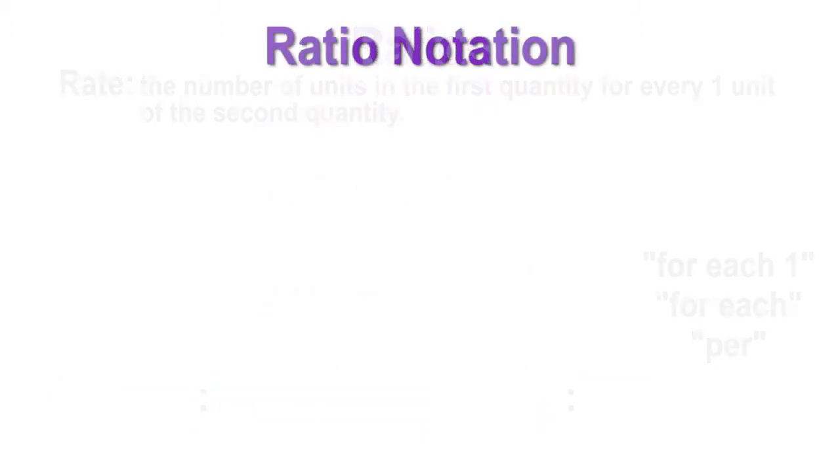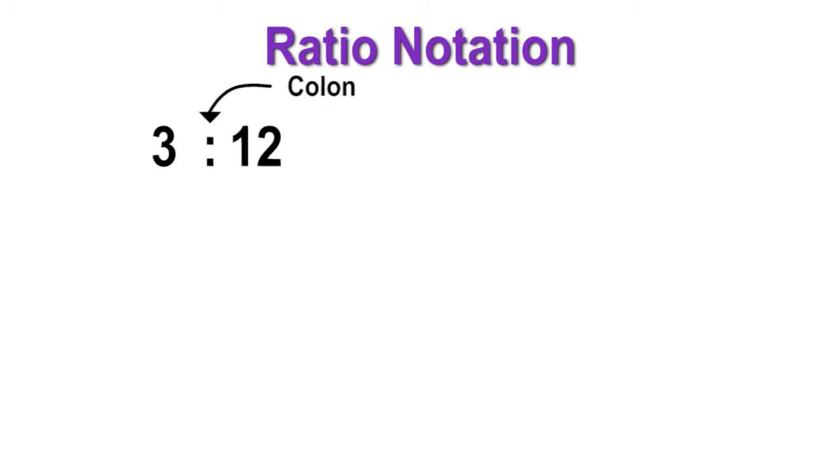Now let's look at ratio notation. Two common notations for writing a ratio are a colon, such as 3:12, and as a fraction bar. When students are first introduced to ratios, it is recommended to write all ratios using a colon, so students don't get confused with fraction operations.